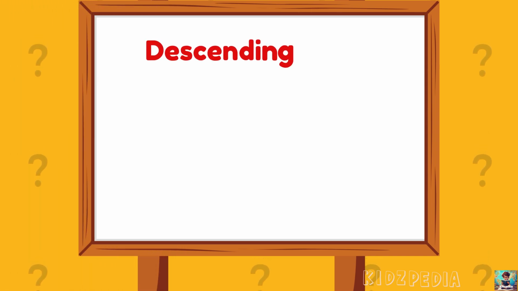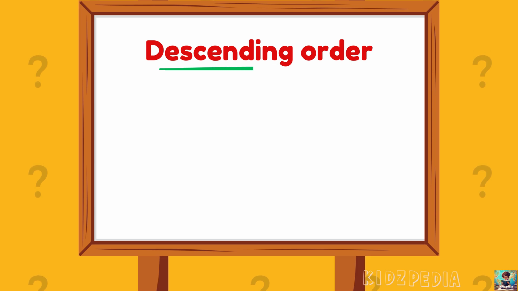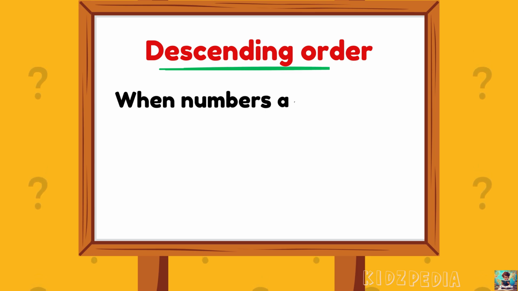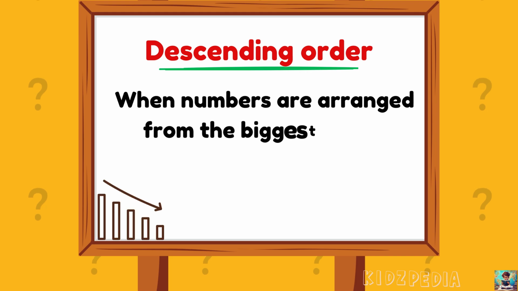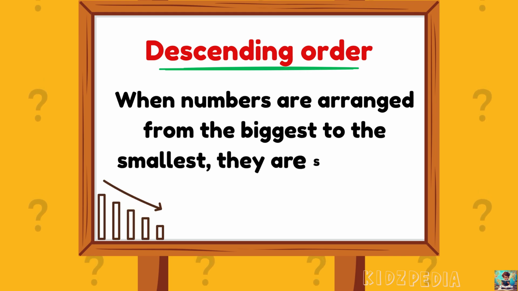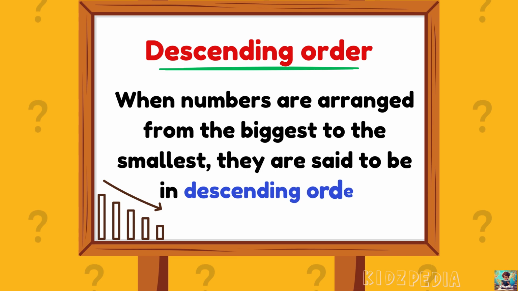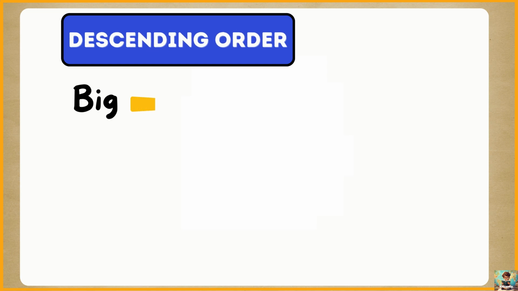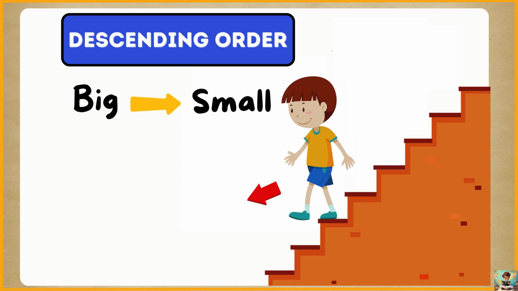Now let's talk about descending order. When numbers are arranged from the biggest to the smallest, they are said to be in descending order. Descending order means arranging numbers from big to small. It is like coming down the stairs.